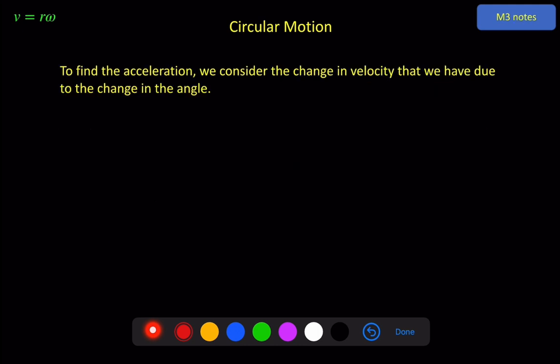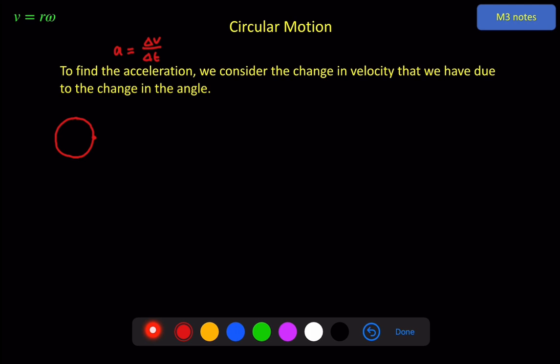The second one is to do with acceleration. Now we know acceleration is the change in velocity, so we've got change in velocity with respect to time. But in this case, our acceleration is a little bit different to usual. Usually we think of change in velocity as a change in speed. But in this case, if we've got a particle moving around a circle with constant speed v, the acceleration is due to the change in the angle.